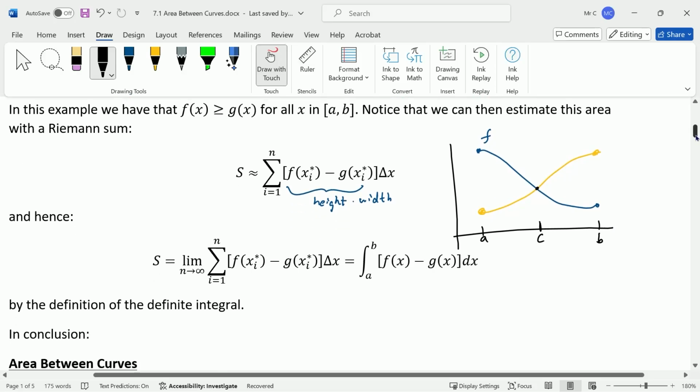Now, of course, this sum is what we call a Riemann sum, and we should recall from Calc 1 that the definition of the integral is the limit of Riemann sums. So if I want the actual area, instead of just taking the approximation with n rectangles, I take the limit as the number of rectangles approaches infinity. And that's what we define as the integral. So all that is to say, the area between these two curves, as long as f is bigger than g, can be given by the integral from a to b of f of x minus g of x dx.